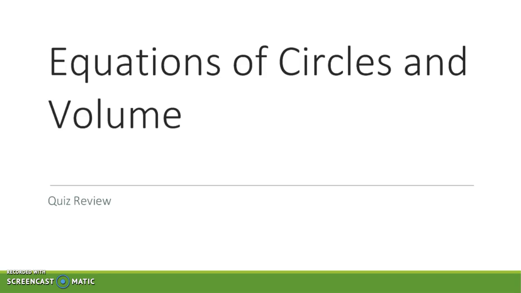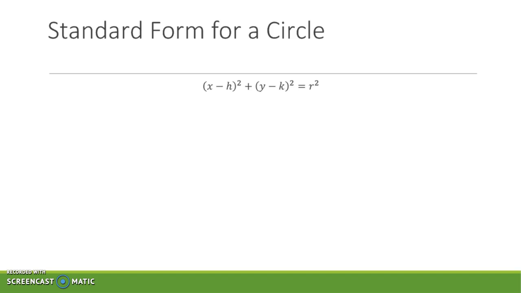So coming up in class, we have a quiz on the equations of circles and the volume of some 3D shapes. So to start with, we've got our circle equation. Standard form is (x - h)² + (y - k)² = r². And then this h, k point with opposite signs is always going to be our center point. So that's the middle of our circle. And then r is our radius.